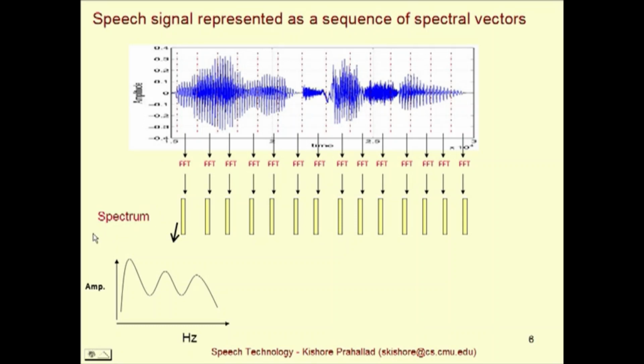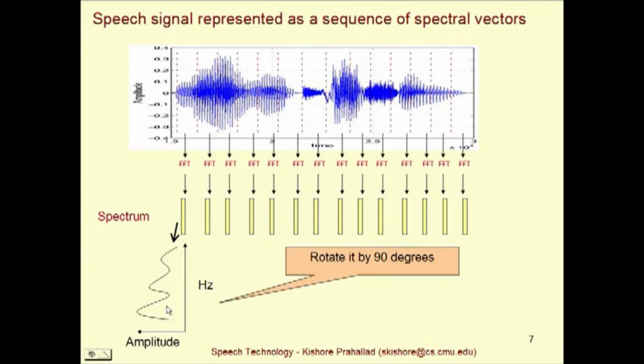So let's just flip it by 90 degrees like this. We haven't done anything much except turning it by 90 degrees. That means in this direction we have the frequency axis, and in this direction we have the amplitude, and that's how you're seeing the spectrum here. So let's just do something more.